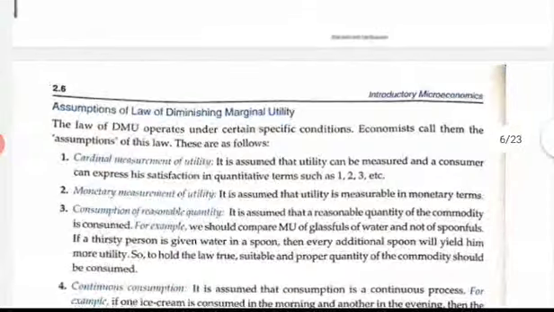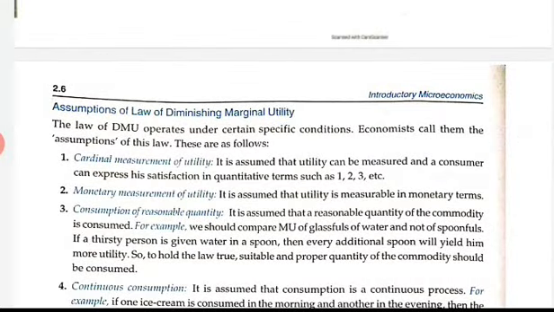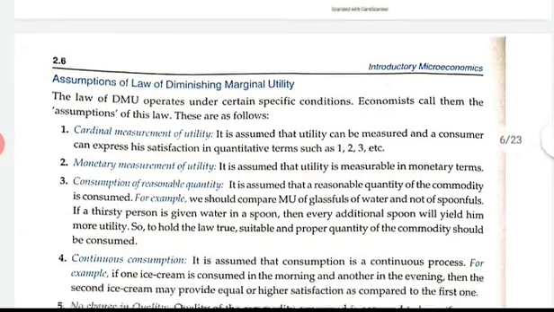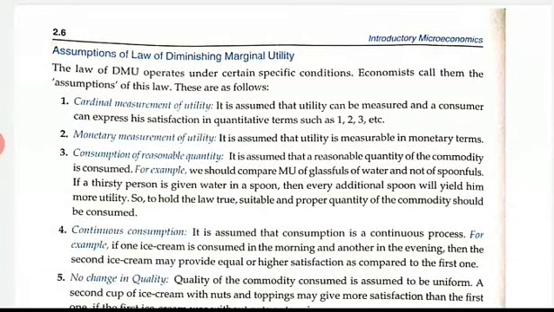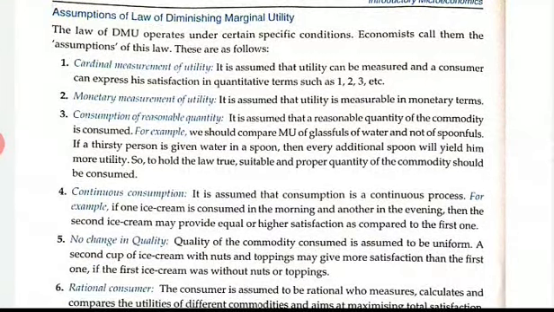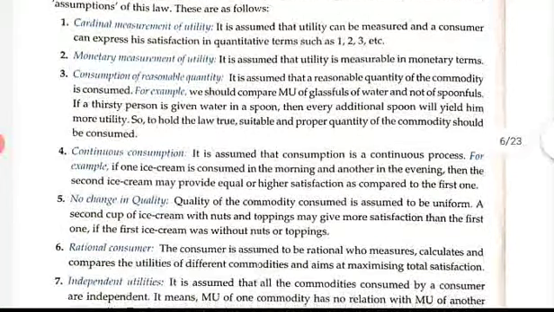There are various assumptions of the law of diminishing marginal utility. The law operates under specific conditions, which economists call the assumptions of this law. First, cardinal measurement of utility. It is assumed that utility can be measured and a consumer can express his satisfaction in quantitative terms such as 1, 2 and 3. We have already discussed that it is cardinally, numerically measured. Second, monetary measurement of utility. It is assumed that utility is measurable in monetary terms: 1 util, 1 rupee; 20 utils, 20 rupees.